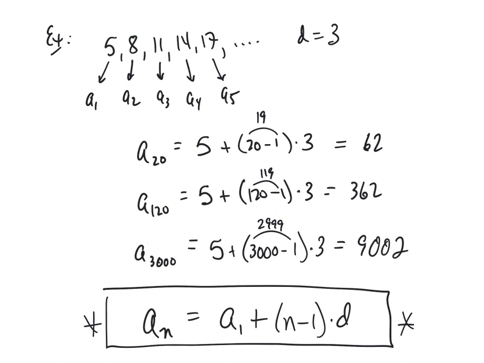Alrighty. And so this formula at the bottom of your screen is one that allows us to jump to any term in an arithmetic sequence, right? Whether it's the 20th term, the 120th term, or any term you wish in line, you can apply that formula to get to that term.